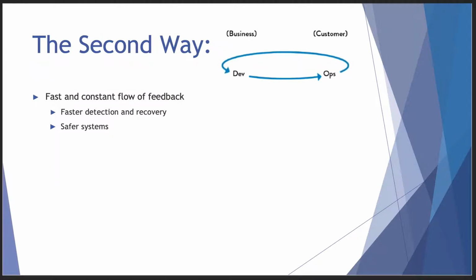Moving on, the second way. The second way enables the fast and constant flow of feedback from right to left at all stages of the value stream. The second way requires that we amplify feedback to prevent problems from happening again or enable faster detection and recovery. And so this will enable us to produce safer systems, where work problems are found and fixed long before a catastrophic failure has the potential to occur.